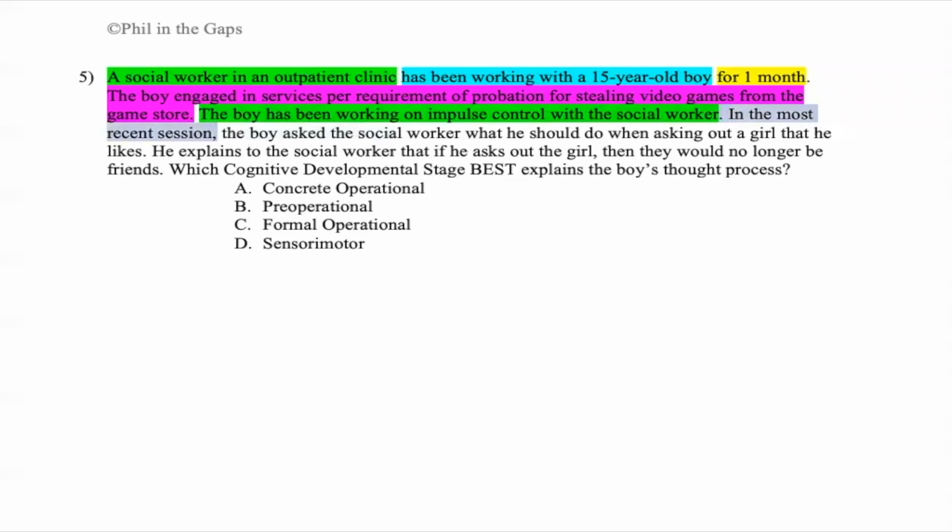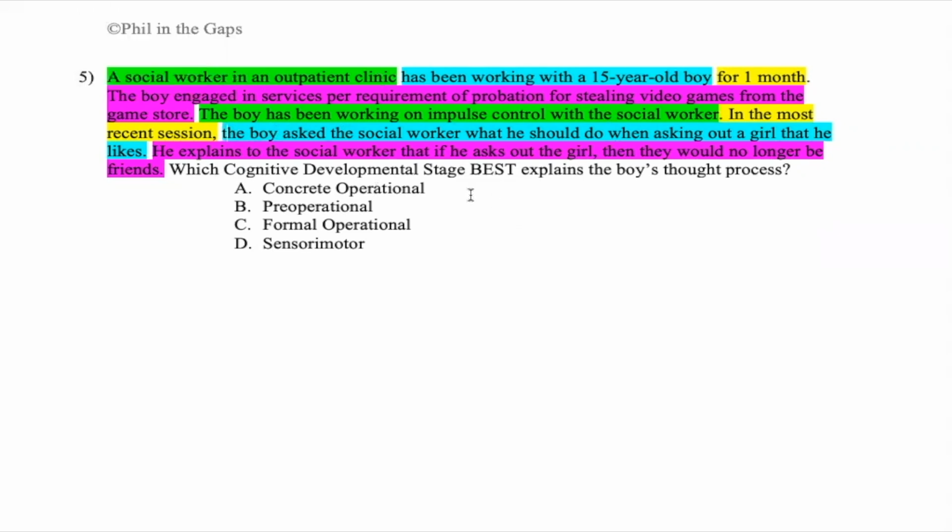In the most recent session, you like the time, hop on top of it because it helps paint the picture of what we're looking at. The boy asks the social worker what he should do when asking out a girl that he likes. He wants some advice. He explains to the social worker that if he asks out the girl, then they would no longer be friends. So he's trying to make a decision that would be intuitive to his situation. Which cognitive developmental stage best explains the boy's thought process?